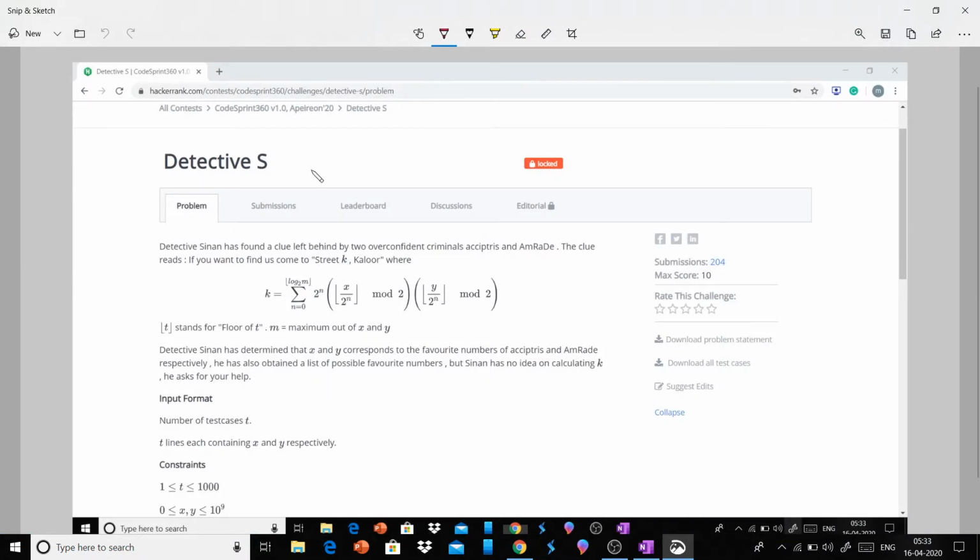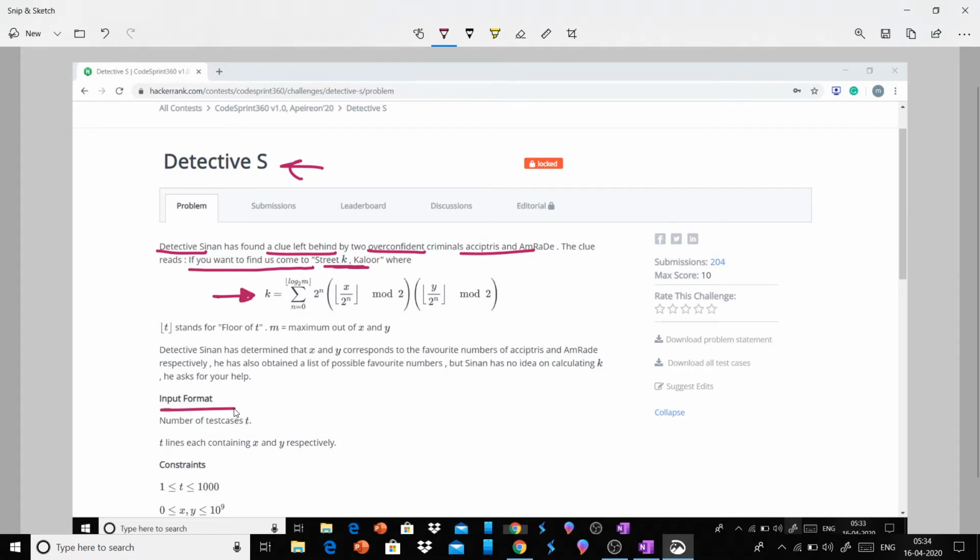So the Detective S problem. There is a detective from Sinan. He has found a clue left behind by two overconfident criminals. And if you want to find the criminal, he is present at street K, and K is given by this, right?